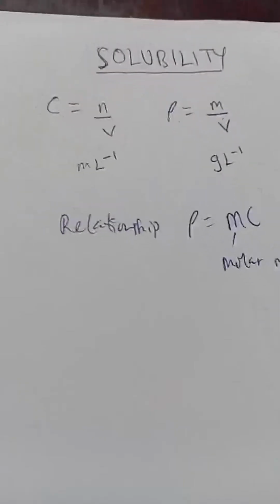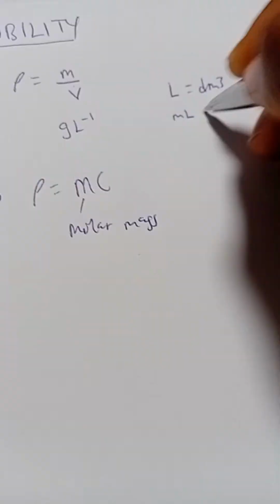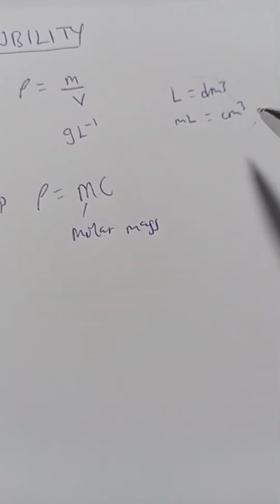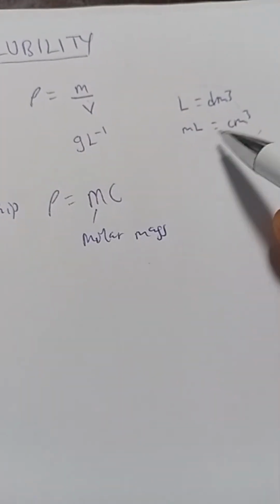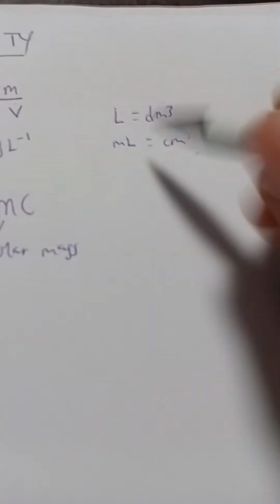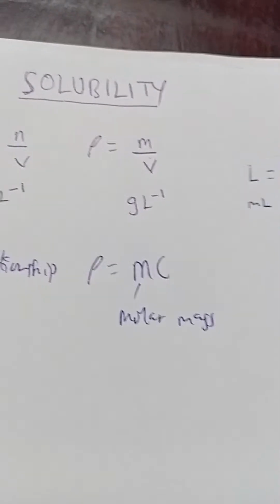Okay, so just take note that liters is the same as dm cube, and milliliters is the same as cm cube. Most students get confused with this, so just take note. This is the difference. And you need about 1,000 of this to make one of that. Take note of that as well.